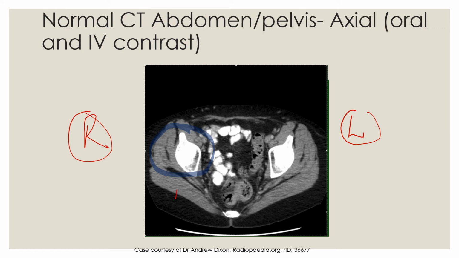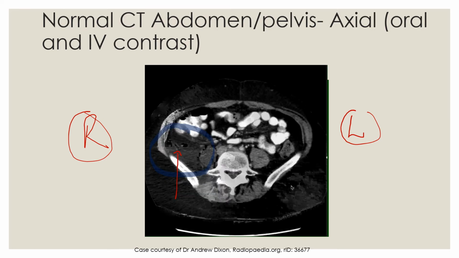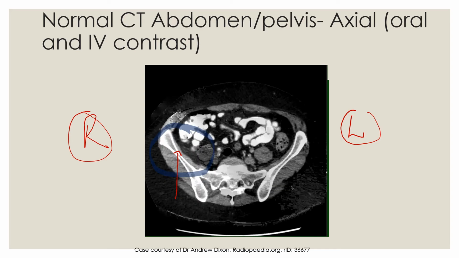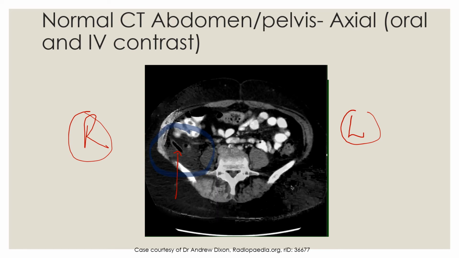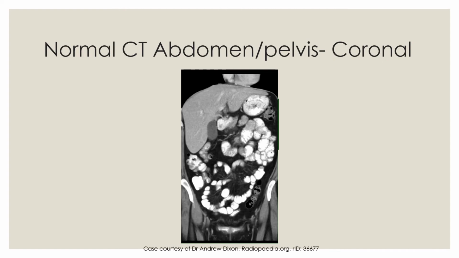Let me just point to it. That's our appendix. I'm just going to scroll up and down the appendix so that you have a better understanding of what it looks like. You can see it's a blind ending tubular structure arising from the cecum. It's coming from the cecum there, coming up, up, up, and then ending here. Great. After this, because this will make more sense to you.